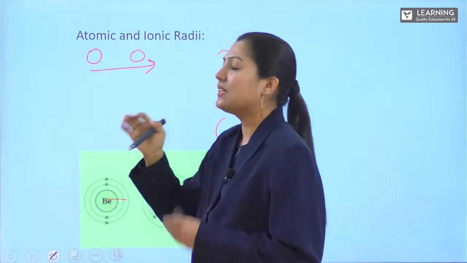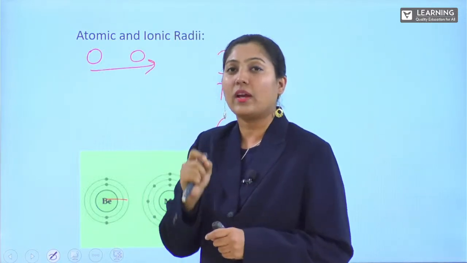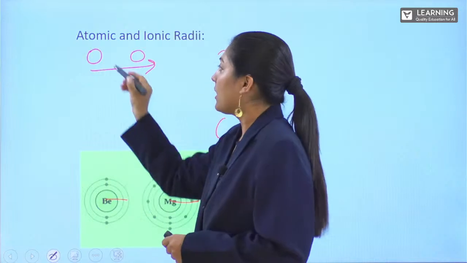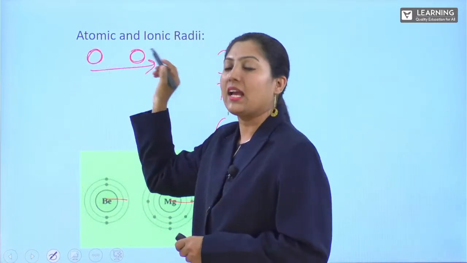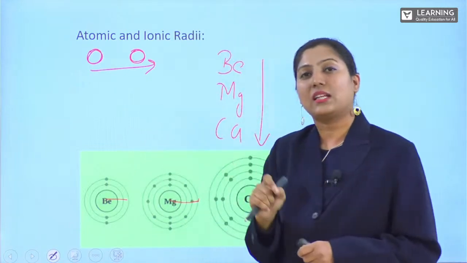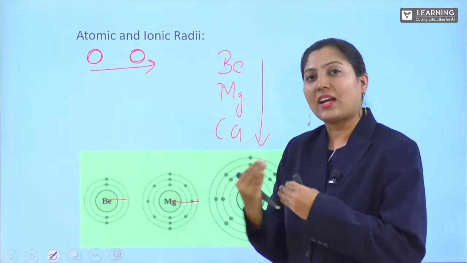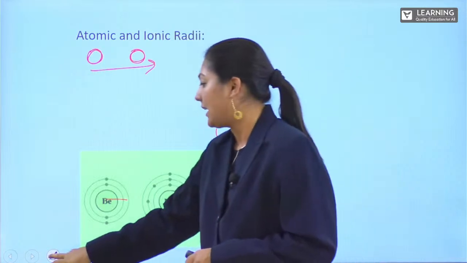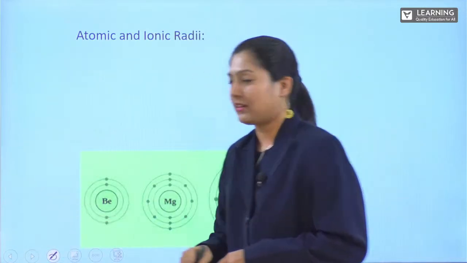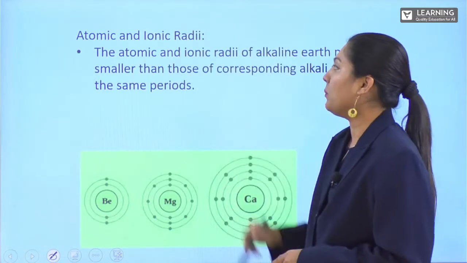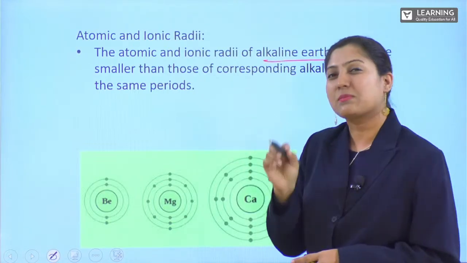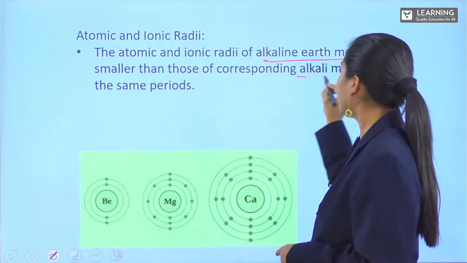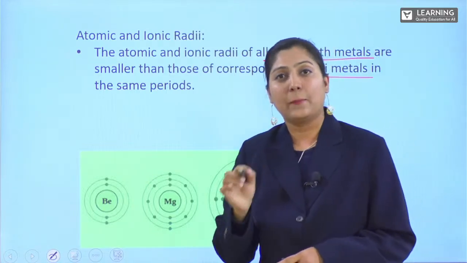Across the period, size decreases due to effective nuclear charge. In the same orbit, more electrons are added and the number of protons in the nucleus is more. Due to that, attraction increases and hence the radius decreases. The atomic and ionic radii of alkaline earth metals are smaller than those of the corresponding alkali metals.